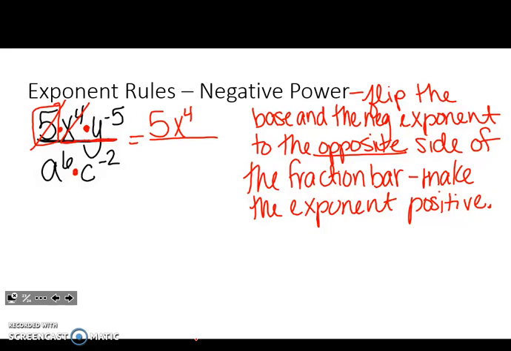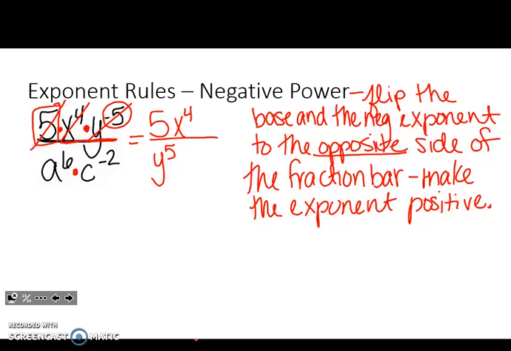The next term is y to the negative fifth. Since it is raised to a negative exponent, it needs to go on the opposite side of the fraction bar and become positive. So it was on the top, it needs to go to the bottom in our answer.